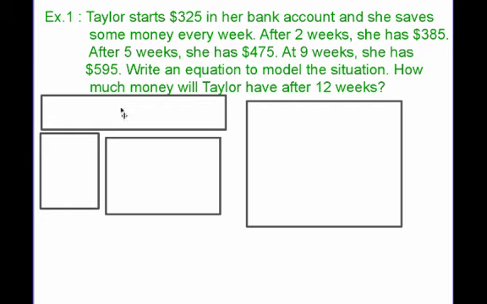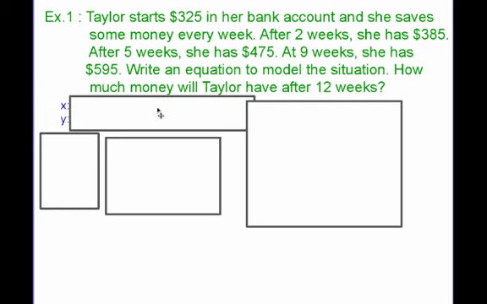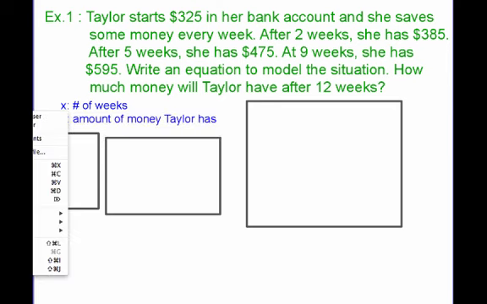So the first thing we want to do is define our variables. What is my x and what is my y? Well, we notice that the number of weeks is changing each time. So why don't we say x is our number of weeks, then we can say y is the amount of money that Taylor has.